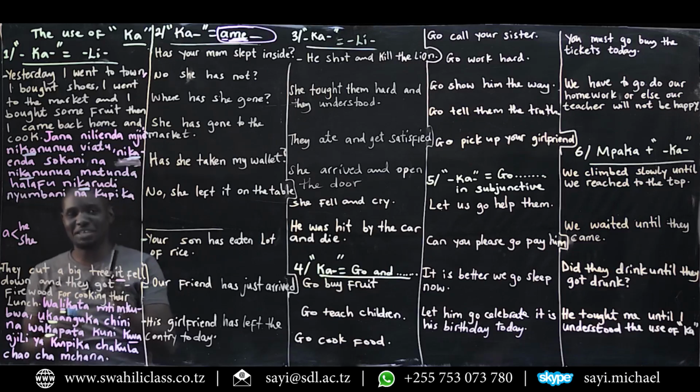But you need to learn something here. You need to learn that every time you have your tense ka, and every time you have those monosyllabic verbs, like kula, like kuja, kula is eat, kuja is come, like kunywa is drink, right? Those monosyllabic verbs, you tell me another, kufa or kuwa. Every time you use your tense ka with these monosyllabic verbs, this ku should go away.